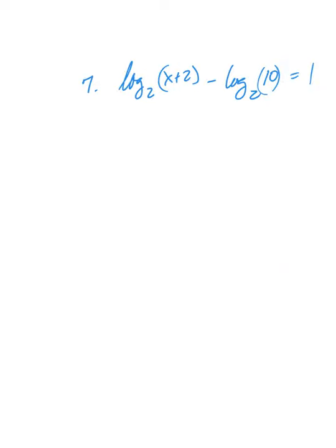Okay, so on this one, you look at your property sheet, and your property sheet says that when there's a minus, it can turn to division. So this turns to log base 2 of x plus 2 over 10 equals 1. Do you see the property? It says log of something minus log of something equals log of something over something. Do you see the minus? It should be the second property. You have to change these to 1 log on the left side.